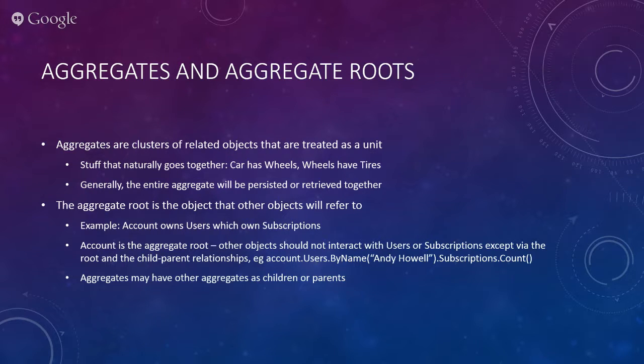Doesn't that violate the Law of Demeter by doing account.users.byName.subscription.count? Might do. Yeah. Obviously, the Law of Demeter is a good thing to have, so why is that the accepted practice in DDD? I think protecting the integrity of the aggregate is perhaps seen as a more important goal.